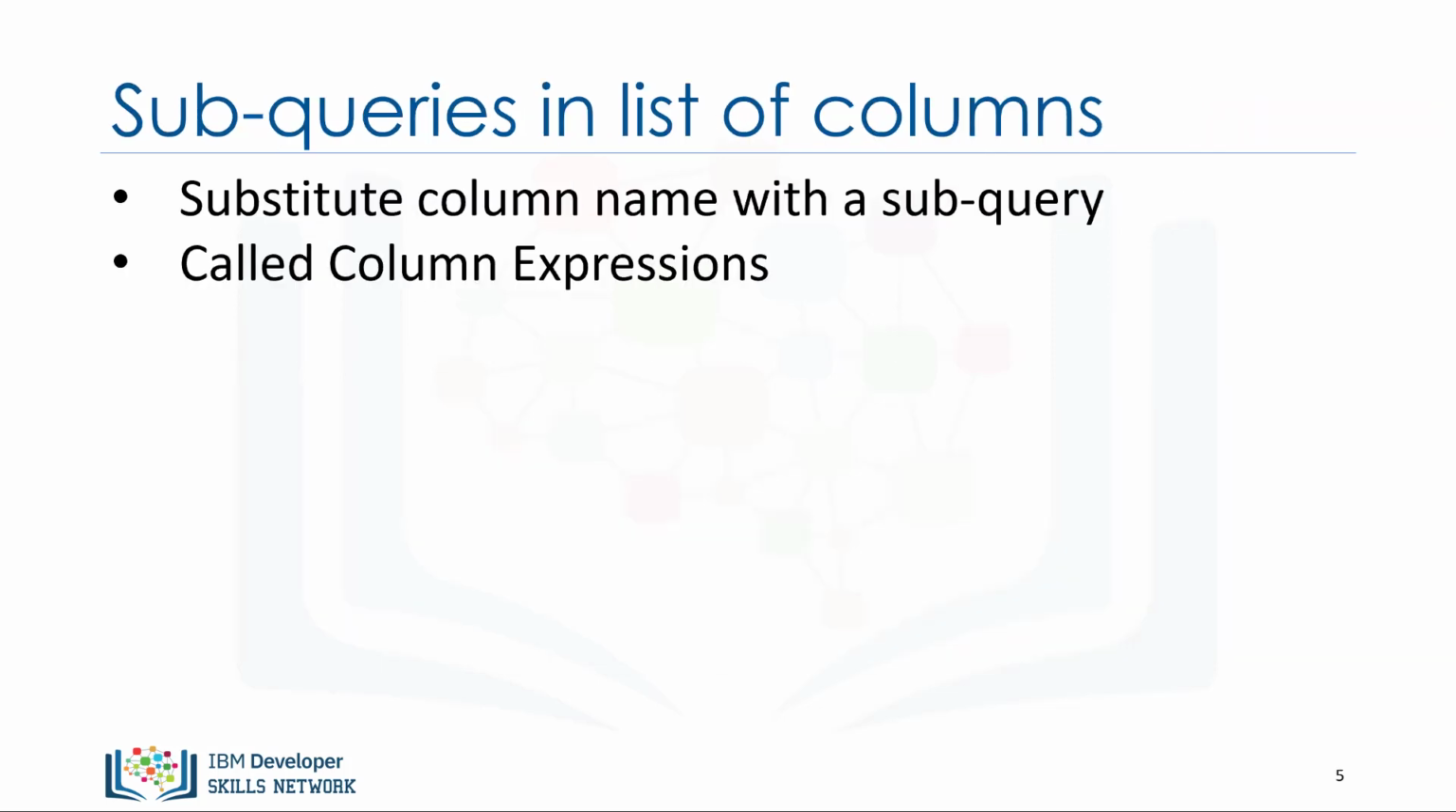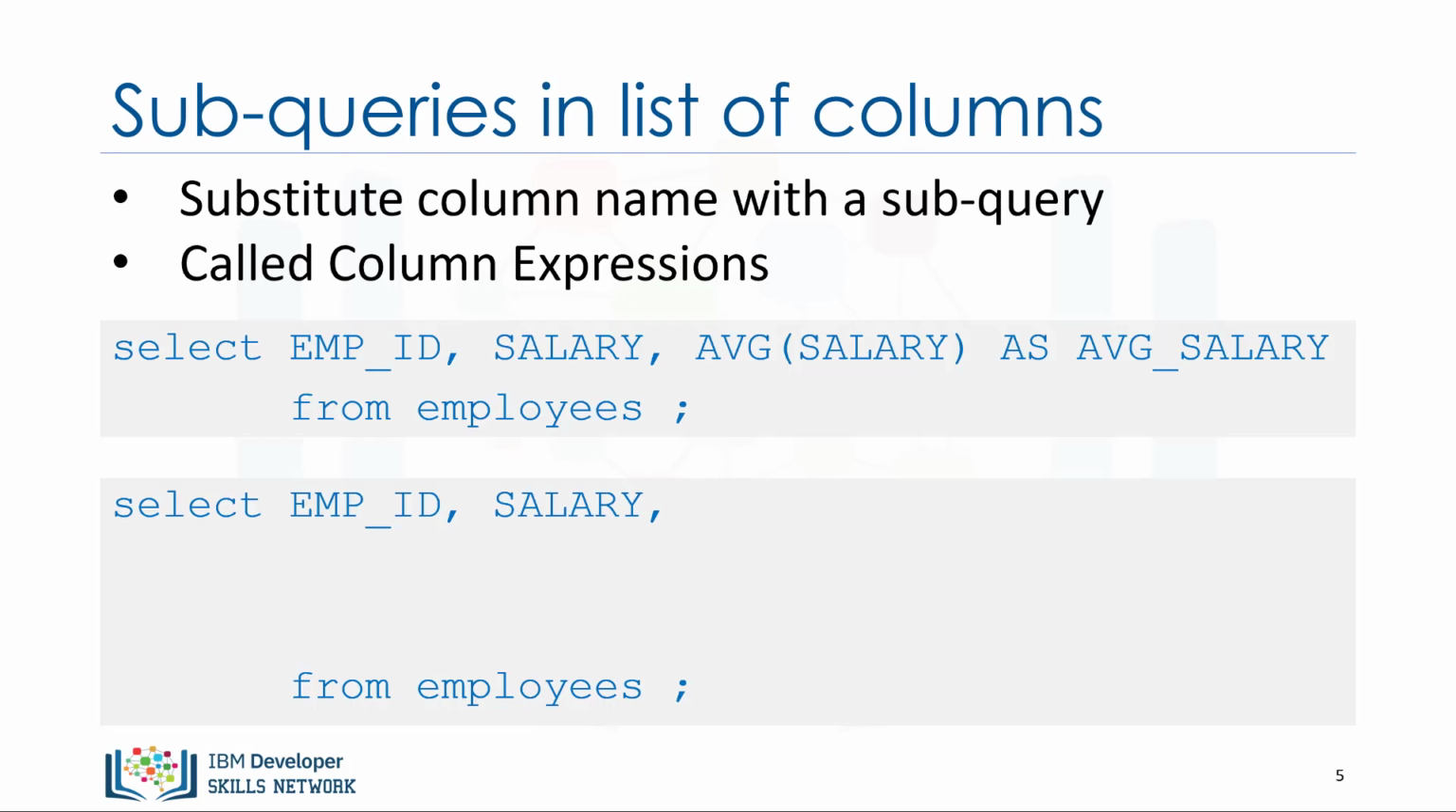The subselect doesn't just have to go in the where clause. It can also go in other parts of the query, such as in the list of columns to be selected. Such subqueries are called column expressions. Now, let's look at a scenario where we might want to use a column expression. Say we wanted to compare the salary of each employee with the average salary.